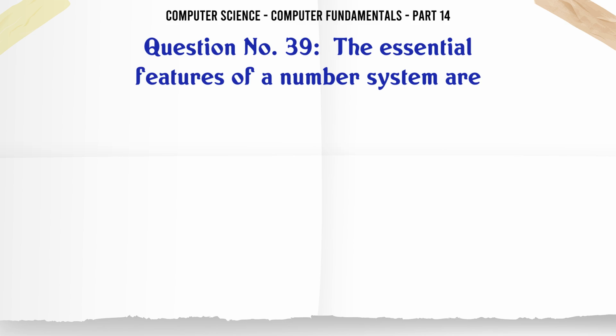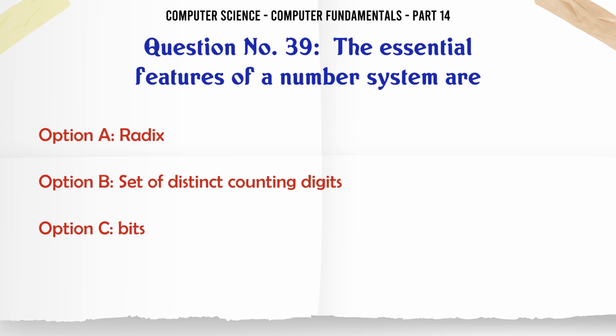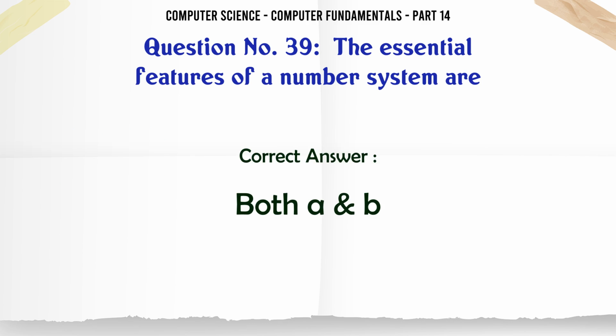The essential features of a number system are A. Radix. B. Set of distinct counting digits. C. Bits. D. Both A and B. The correct answer is both A and B.